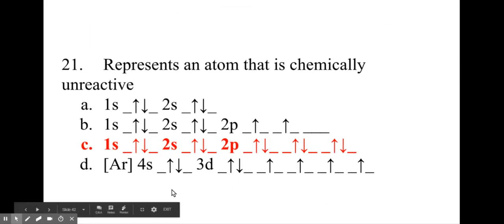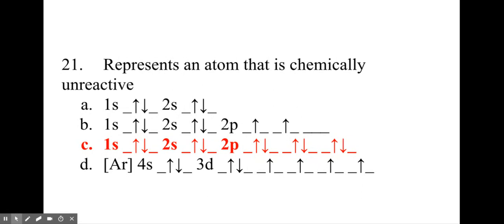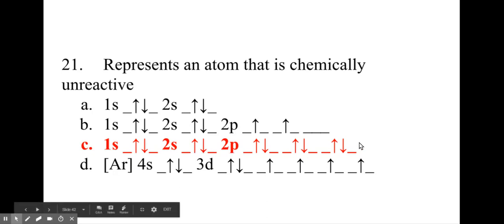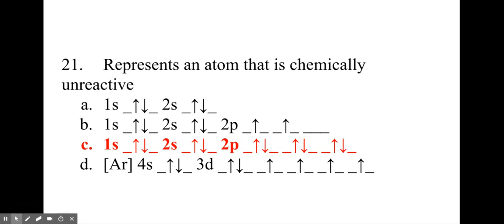Number 21. Which of the following represents an atom that's chemically unreactive? Well, there's 2 reasons why C is the correct answer. I can recognize this as a noble gas because its S and its P sublevels are completely filled, and that's the case for all noble gases, which we know to be chemically unreactive. Why are they unreactive? Well, because all of their electrons are already paired in their orbitals.